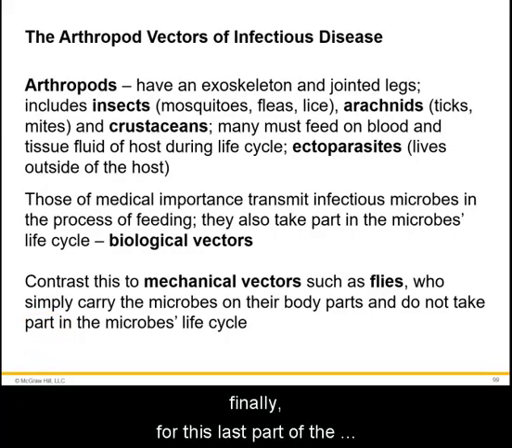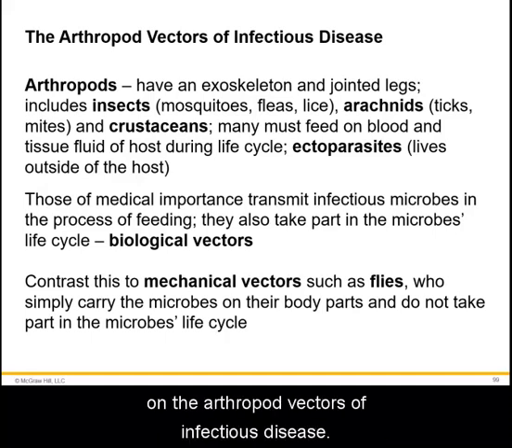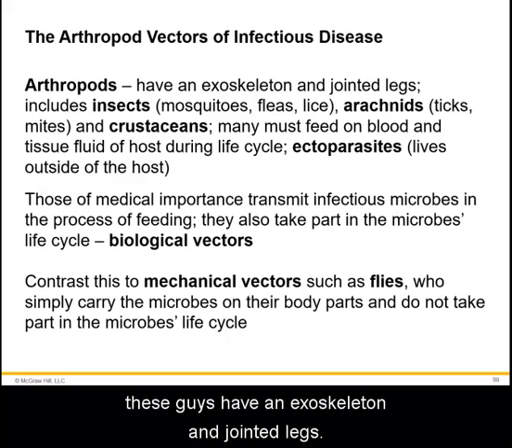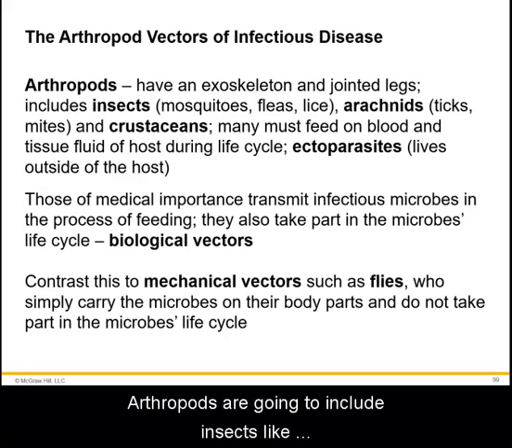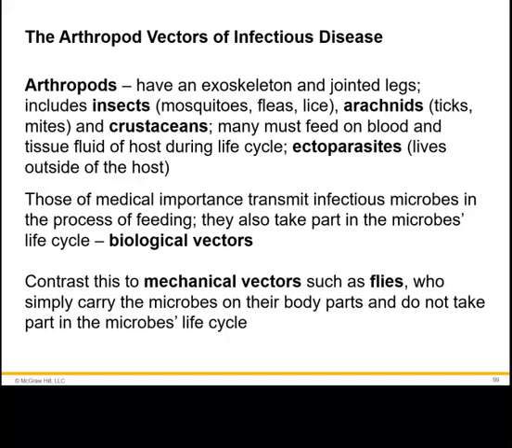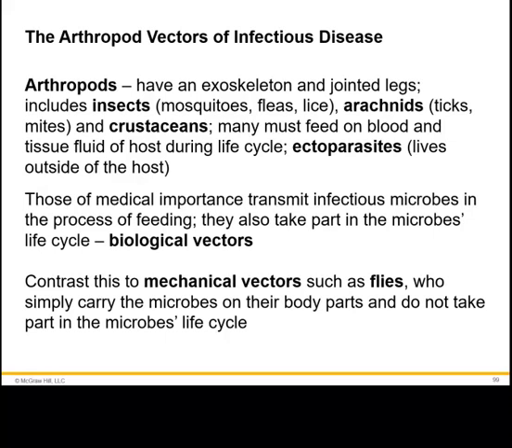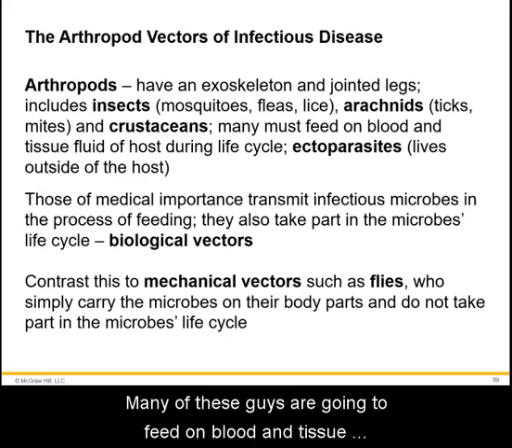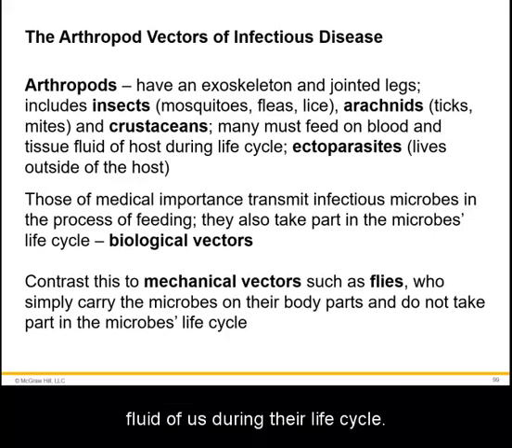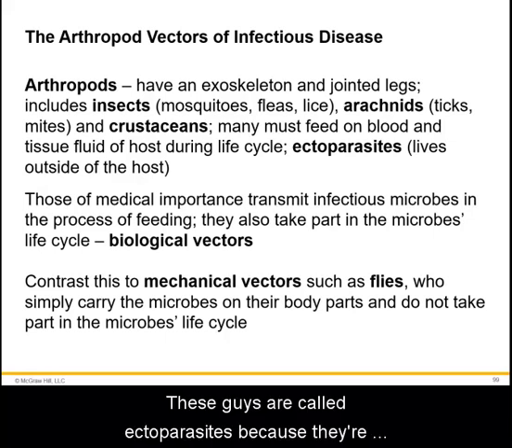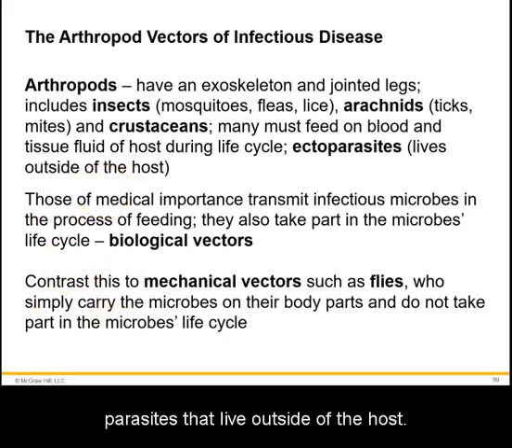All right, and now finally for this last part of the lecture, I just want to touch a little bit on the arthropod vectors of infectious disease. So arthropods, these guys have an exoskeleton and jointed legs. Arthropods are going to include insects like mosquitoes, fleas, and lice, arachnids such as ticks and mites, and crustaceans. Many of these guys are going to feed on blood and tissue fluid of us during their life cycle. These guys are called ectoparasites because they're parasites that live outside of the host.